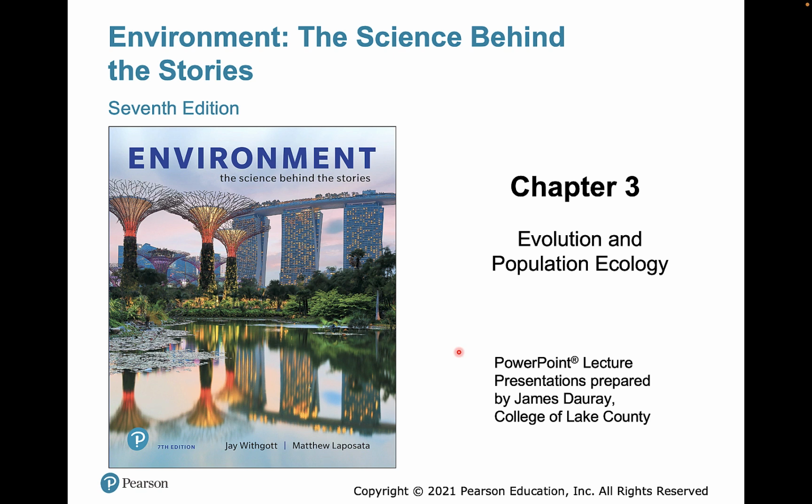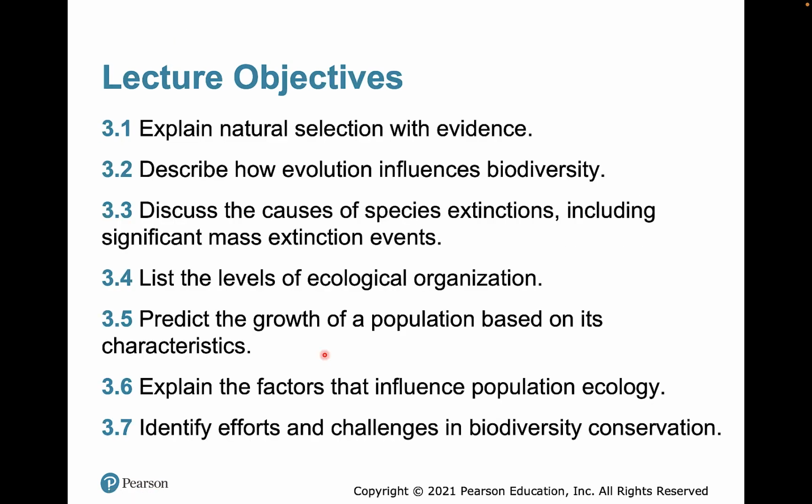This chunk that you're going to watch now is a combined lecture for chapters 3 and 11. They make sense to put together because chapter 3 talks about evolution and the creation of biodiversity, and chapter 11 talks about the human impacts on biodiversity. So that's where we're going to start.